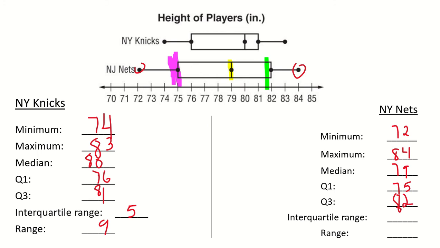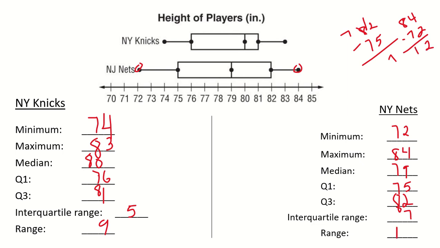The interquartile range, that means just the range of the box portion, that's going to be 82 minus 75, that's 7. And then the range, that means the range of the overall graph from one end to the other, maximum minus minimum. 84 minus 72, that is 12. All right, hope you got the same answers as me.